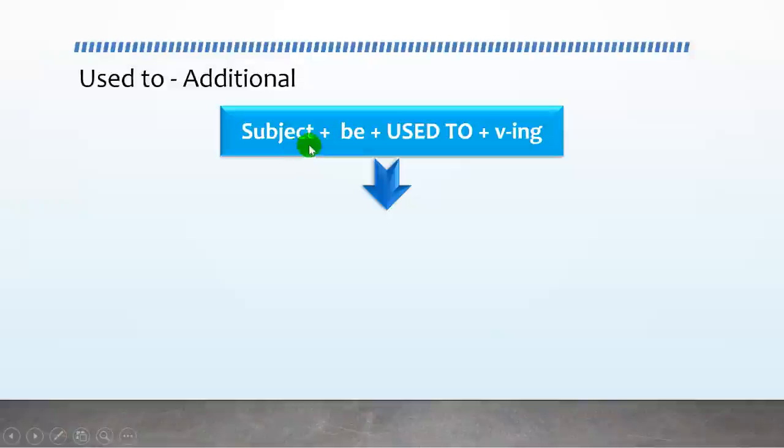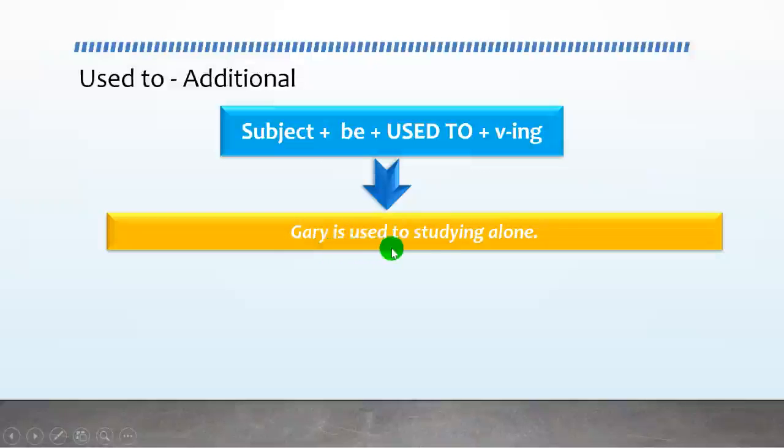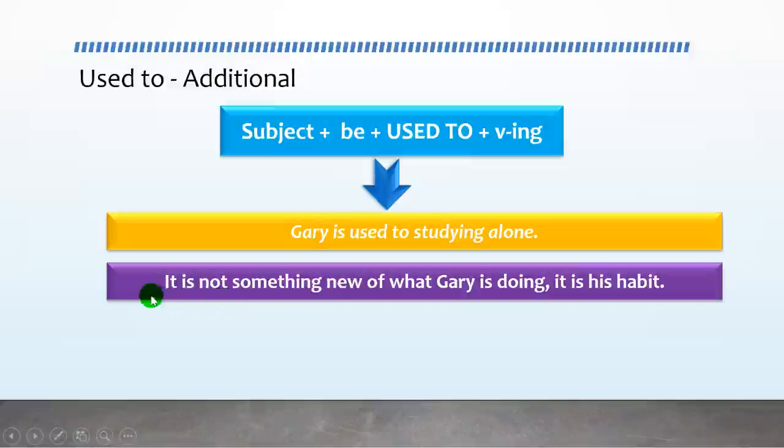Another one, there is also the form of subject plus be plus "used to" plus verb-ing. "Gary is used to studying alone." Here, it means that it is not something new of what Gary is doing. It is his habit. I'm using present continuous over here, not using "was" or "were," because it means that Gary has been studying alone for some time, and until right now he is still doing it. Let's say that it is his habit now.